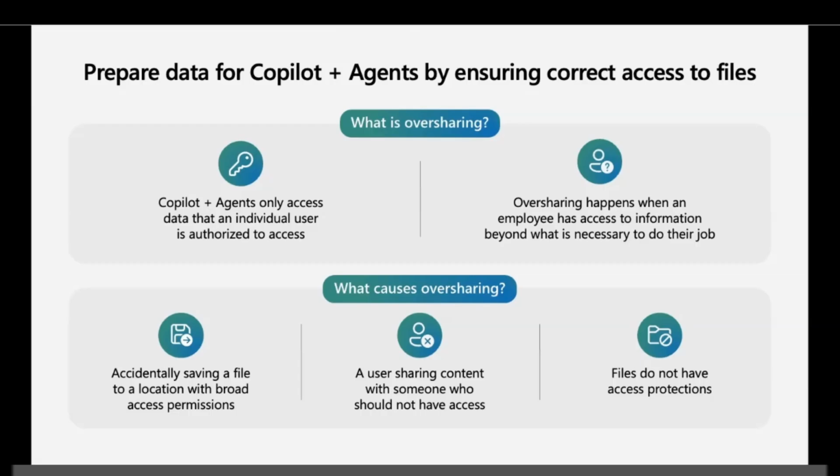Well, so now the data that I'm working on for that project, anybody that has access to that site now has access to that document. So maybe I accidentally did that. So how do we think about that? The middle here is a user sharing content with someone who should not have access.